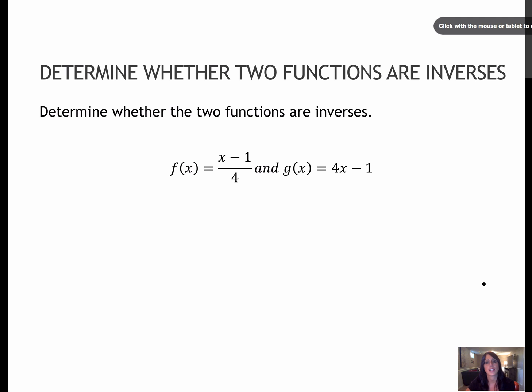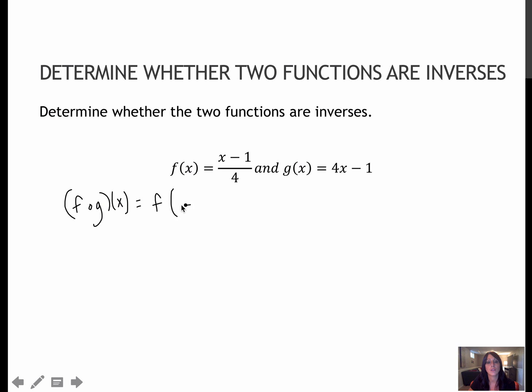Here's another for us to try together. So I'm going to find f of g of x first. Again, this is composition of functions. So I'm finding f of 4x minus 1, which means I'm taking this function and I'm replacing x with 4x minus 1. So when I do that, I end up on the numerator. I have 4x minus 1, which is actually 4x minus 2 over 4. In reducing this, I find that I get x minus 1/2.